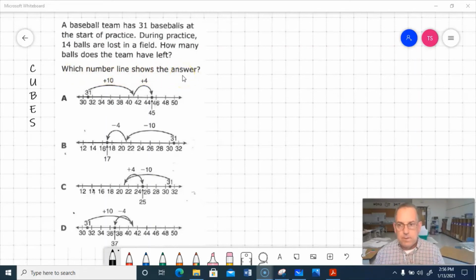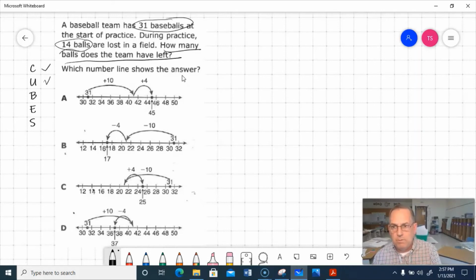First thing we'll do is circle the important information. 31 balls at the start, and 14 balls were lost. Underline the question. How many balls does the team have left? So that's what we're trying to find out, is how many balls there are.